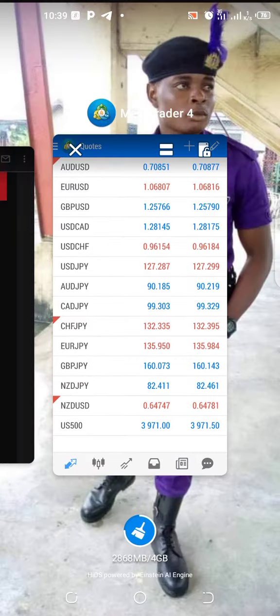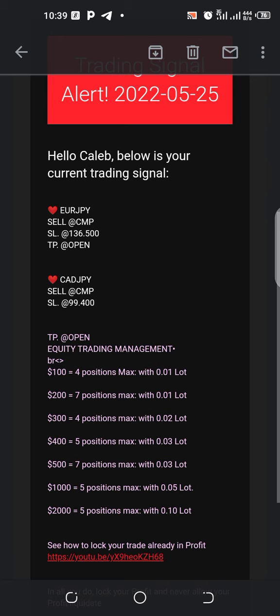Let's take a look at the signal. This is a EUR/JPY. It's telling us to sell at current market price. Anything that is not buy stop, sell stop, buy limit, or sell limit, it is not stipulated that way, just know it's an instant market execution. We can only see a stop loss figure there, and the take profit is open. There's no entry price, so it is an instant market execution.